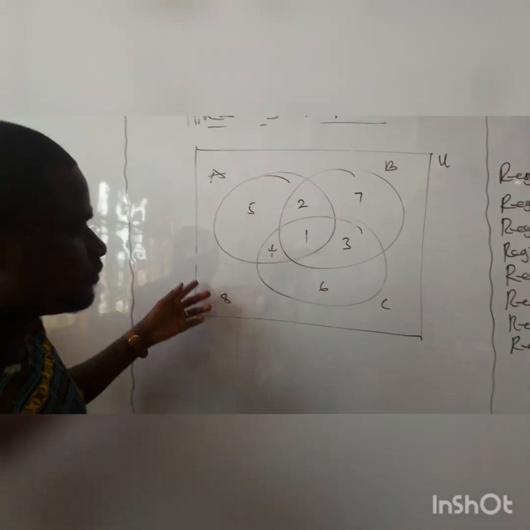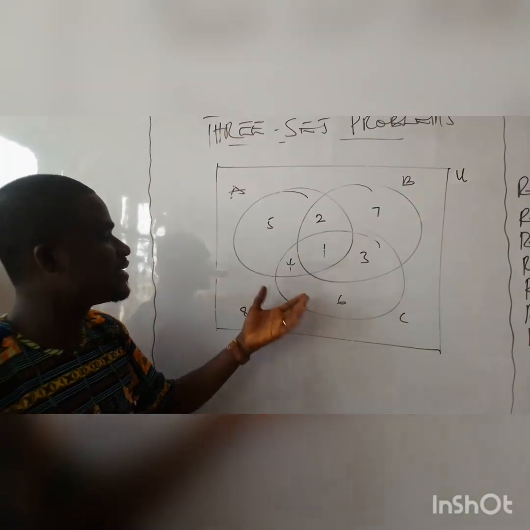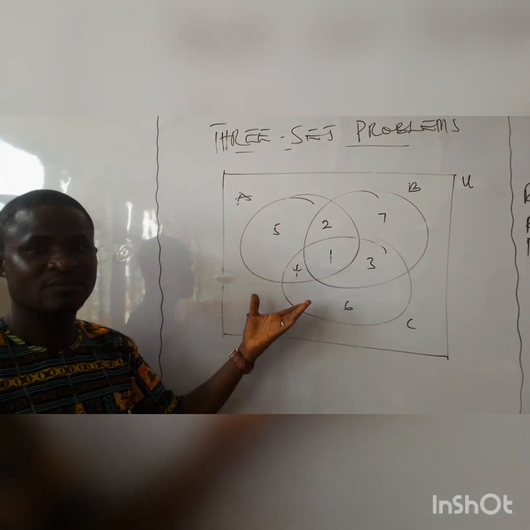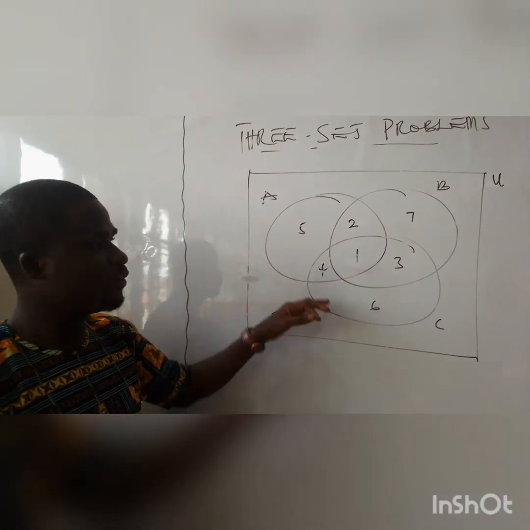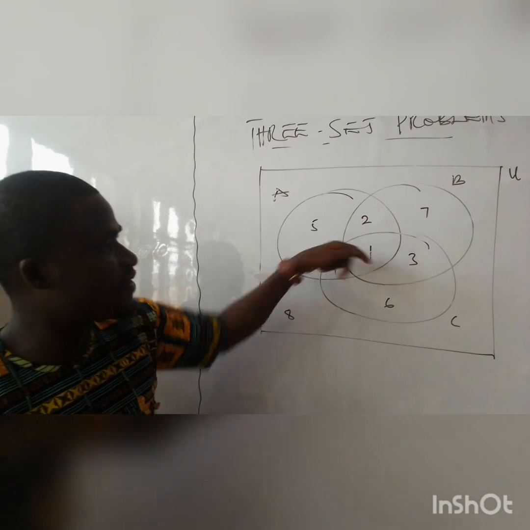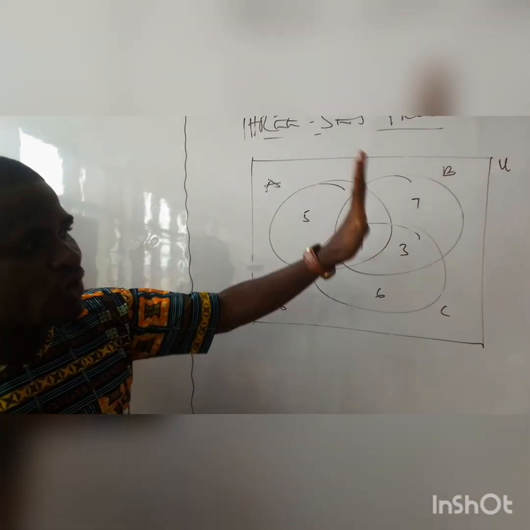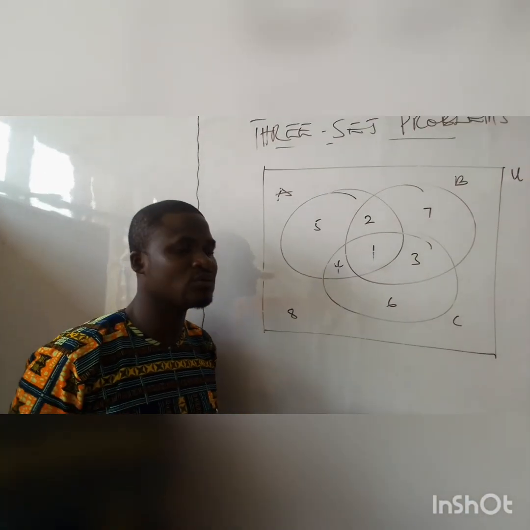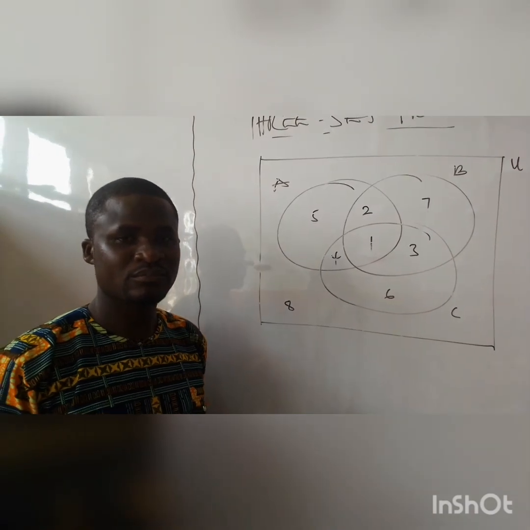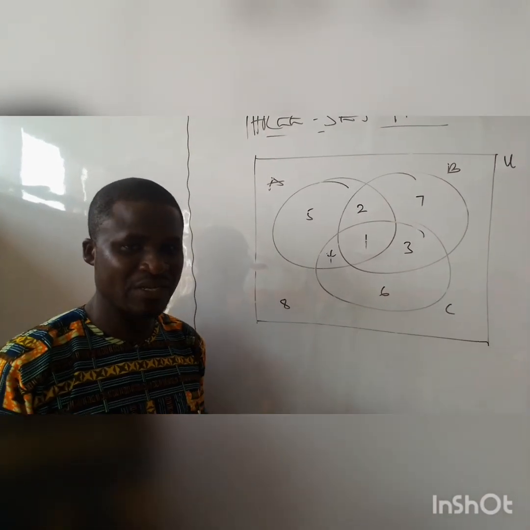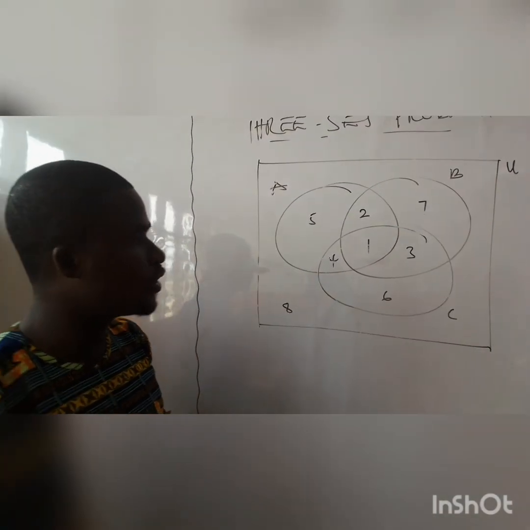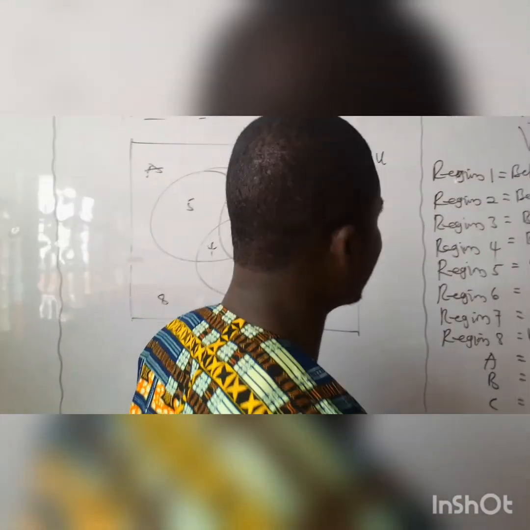So this is how we are going to interpret the figures. If you are able to understand the meaning of the figures here, when you draw your Venn diagram, you will not have any problem. You will understand it perfectly. Good.